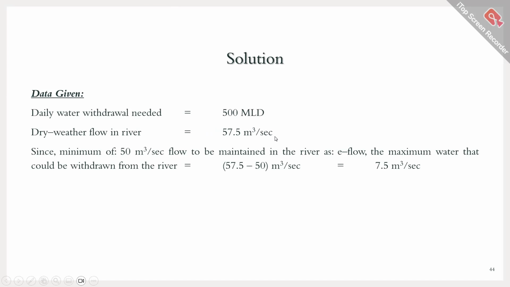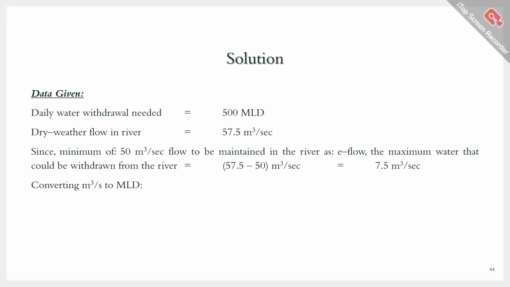Here we are considering the minimum one because in rainy season it may get maximized, but the e-flow here they are not increasing. So 50 meter cube per second is the e-flow that should be maintained throughout the year. And the dry weather flow in the river is something you have to consider for design conditions. We cannot take the excess water flow into consideration in this case, as stated in the question. So the max water that could be withdrawn from the river is 57.5 minus 50 equals 7.5 meter cube per second. Okay.